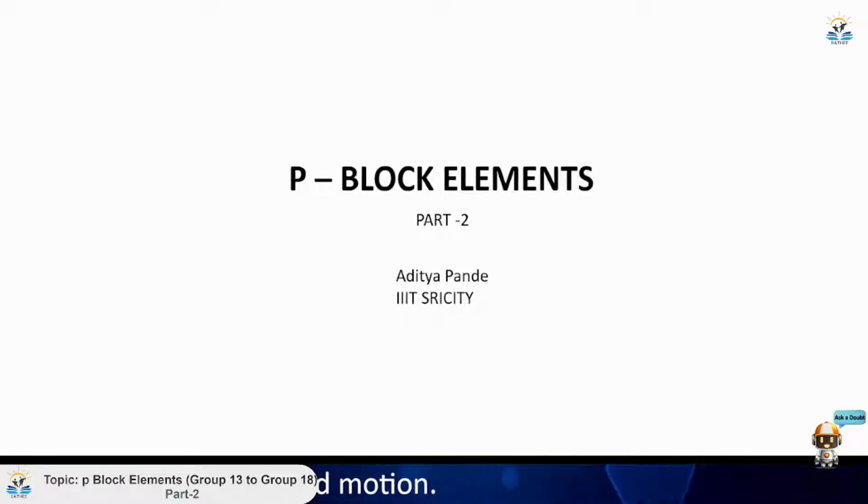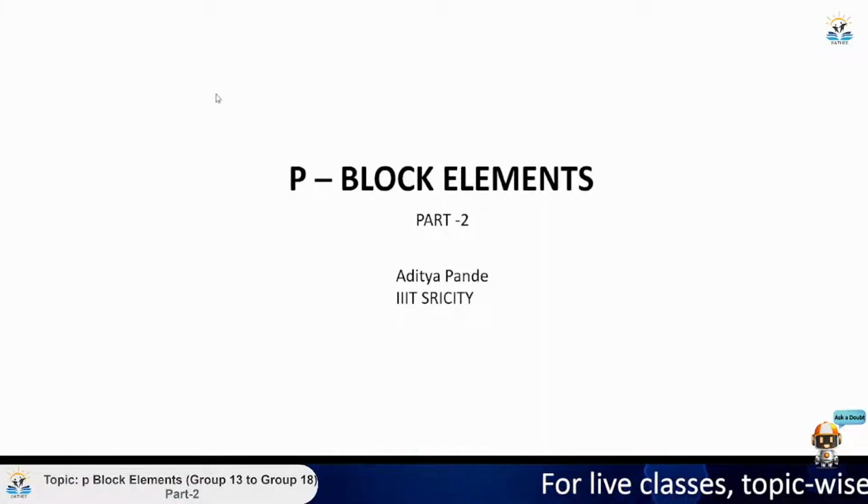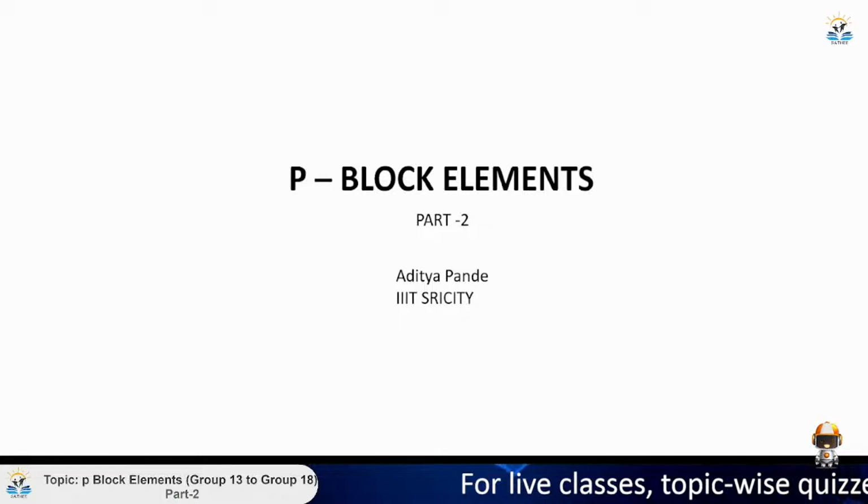This is the second part of the discussion that we are doing on P block elements. In the previous part, we had discussed groups 13, 14, and 15. And in this part, we'll discuss groups 16, 17, and 18. Okay.